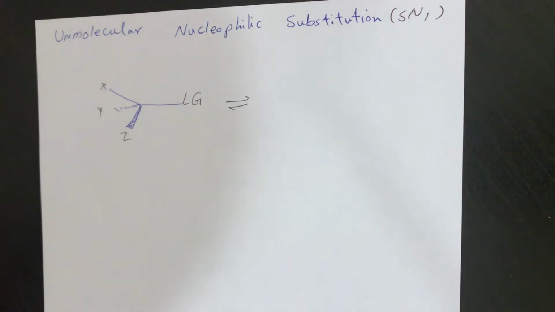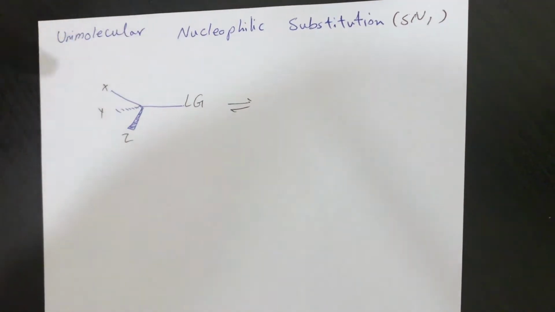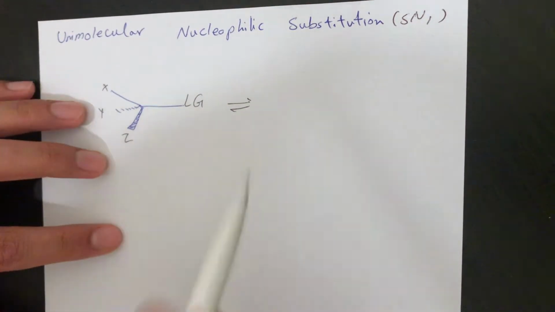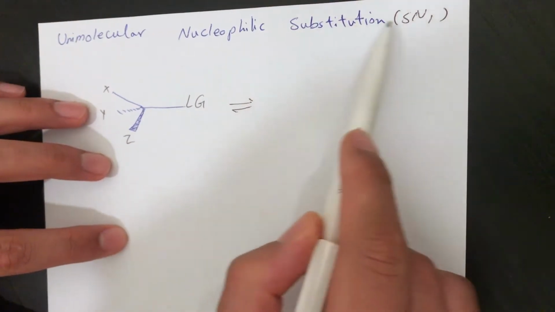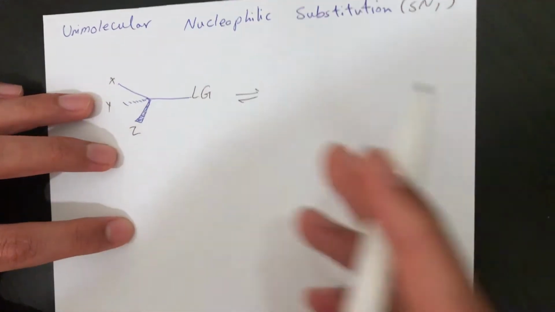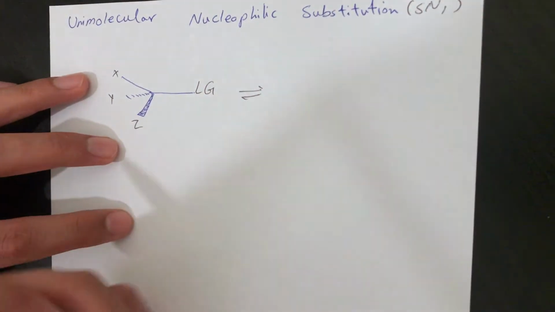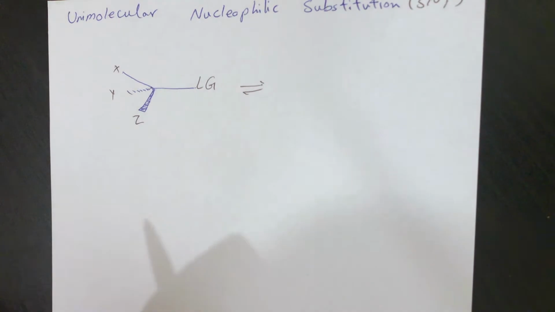Initially, I would like to cover unimolecular nucleophilic substitution. Unimolecular means one, uni stands for one. Nucleophilic, we already know, is N, and S for substitution. So we can say this is SN1. This is known as SN1.